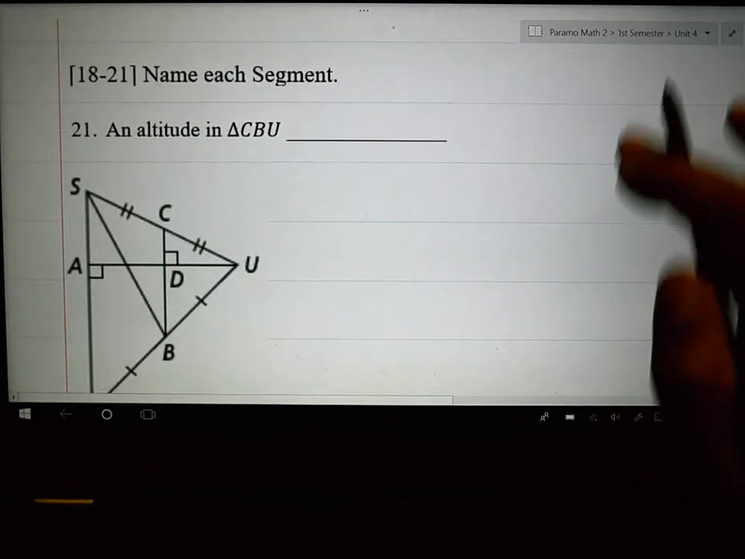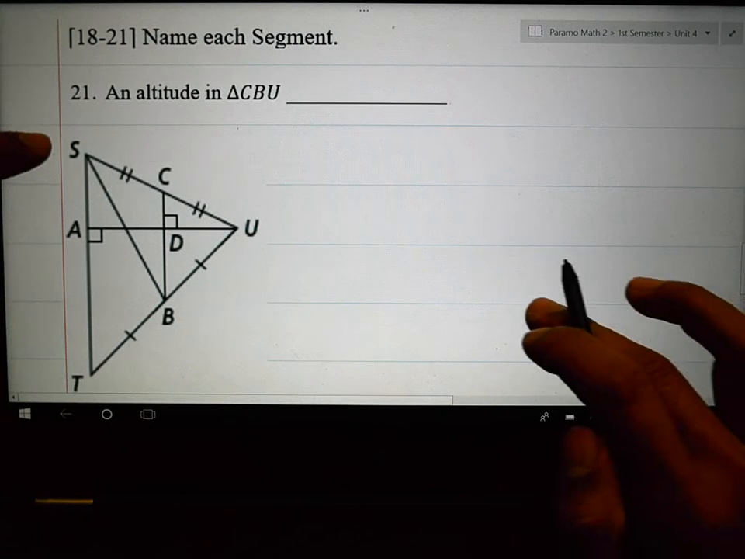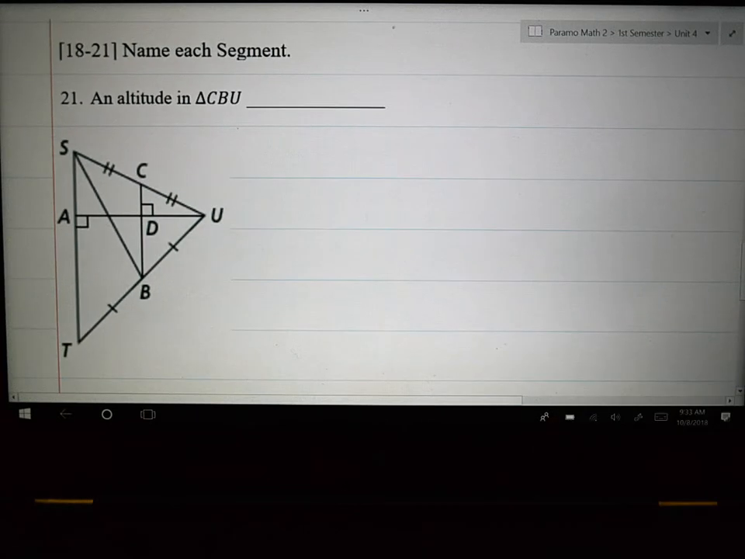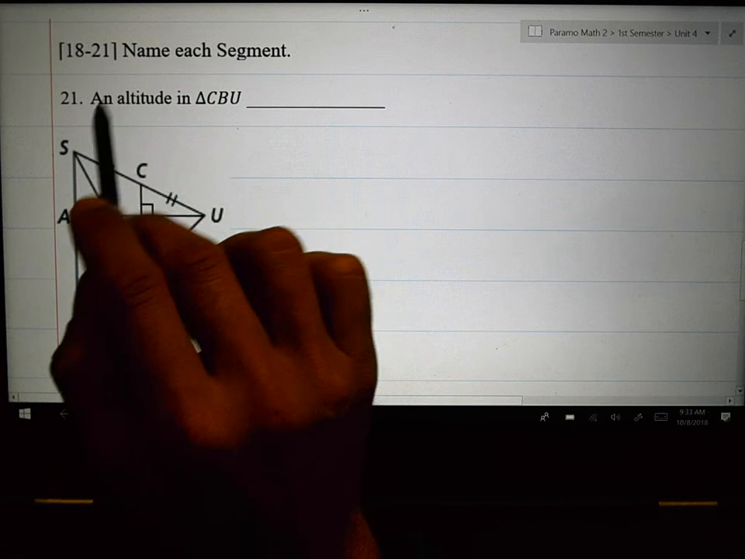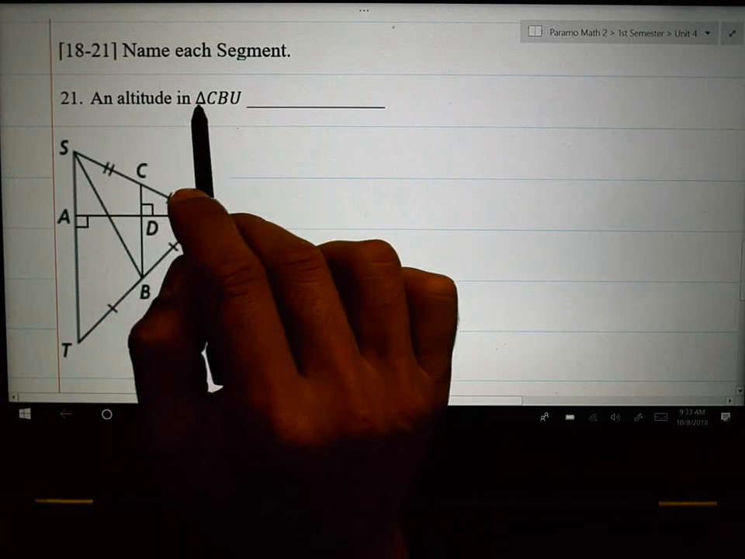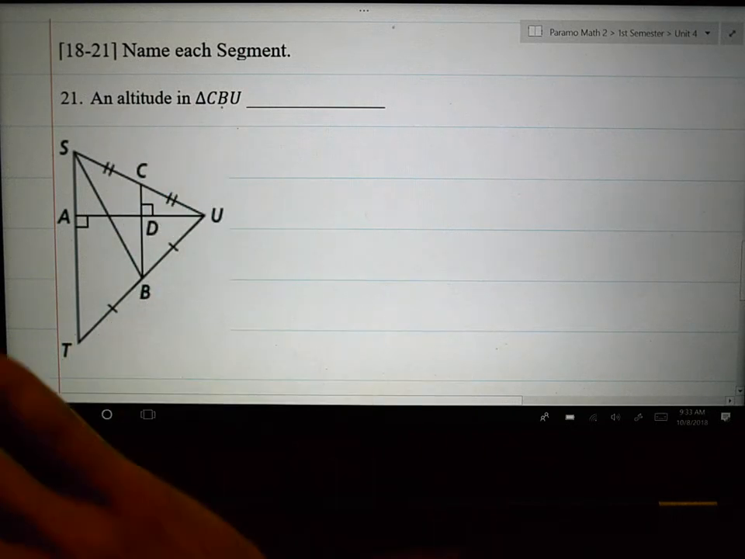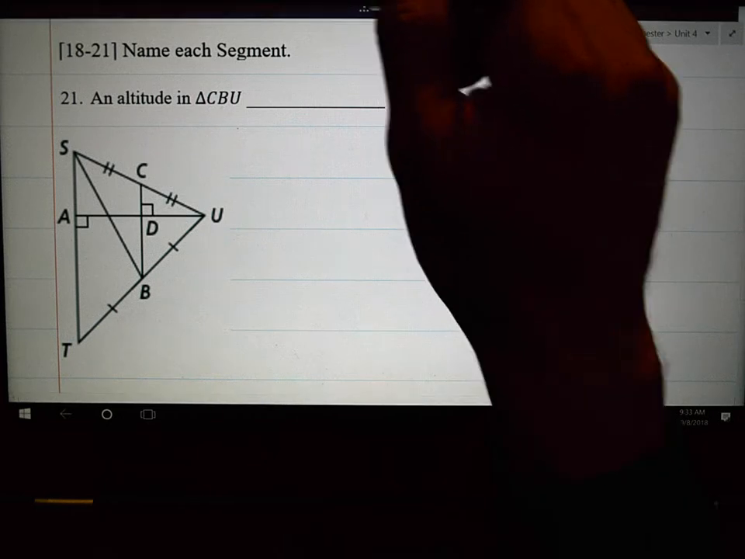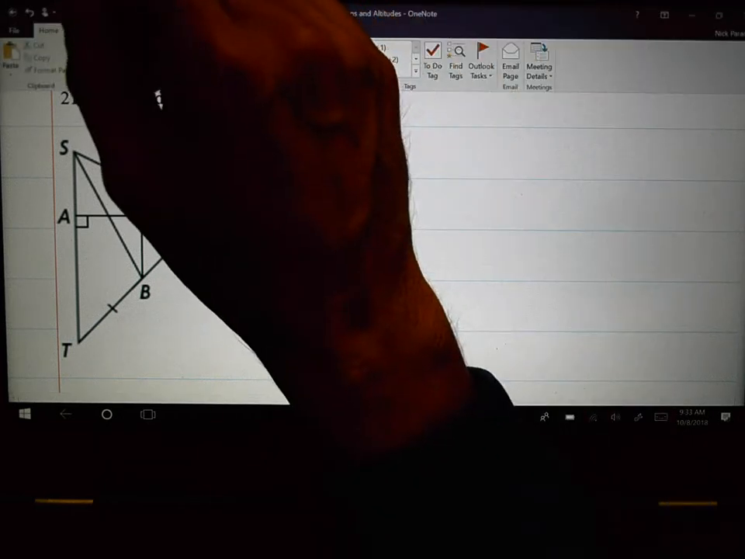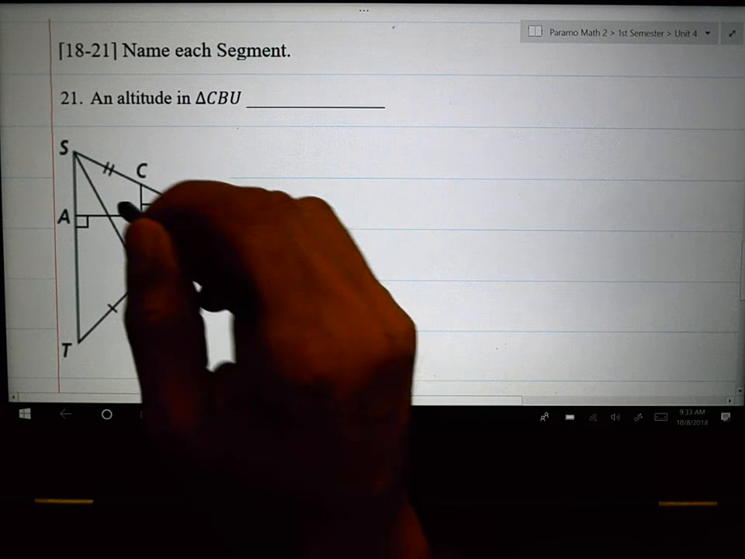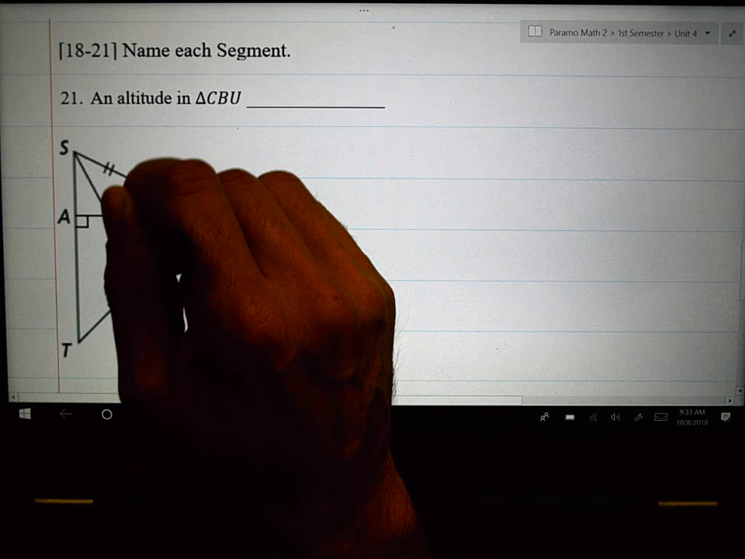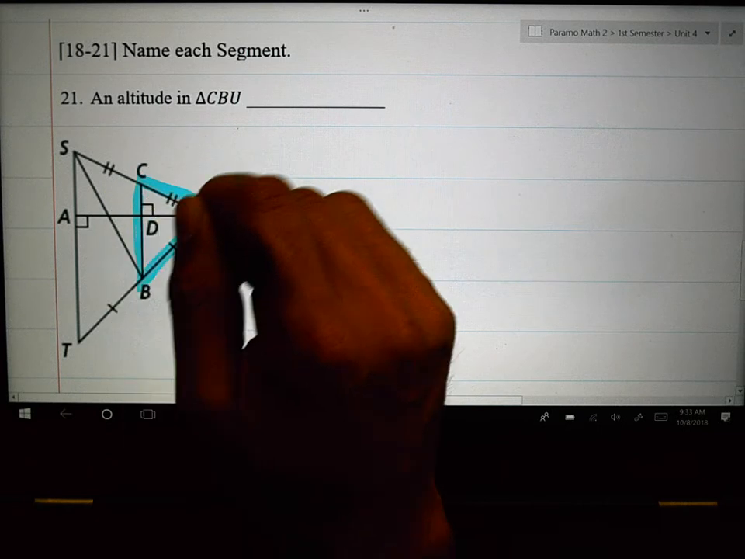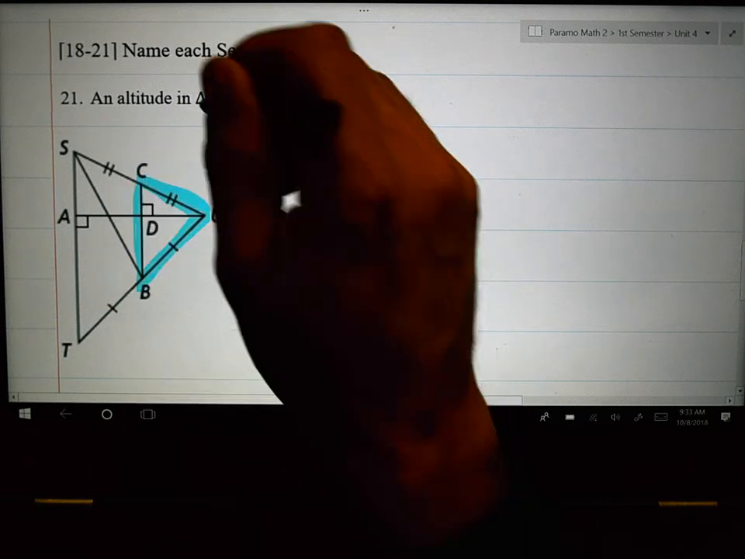Number 21. Number 21 I picked out because it doesn't use the full triangle every single time. It says name an altitude in triangle CBU. So they don't want you to use the full triangle. They only want you to use the triangle CBU. They only want you to use this triangle right here. Let's call it the blue triangle.